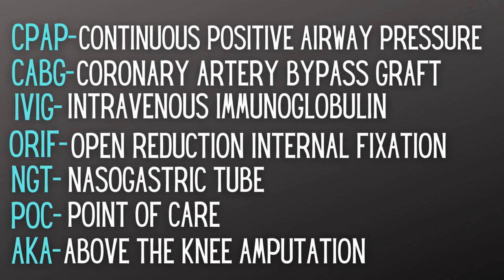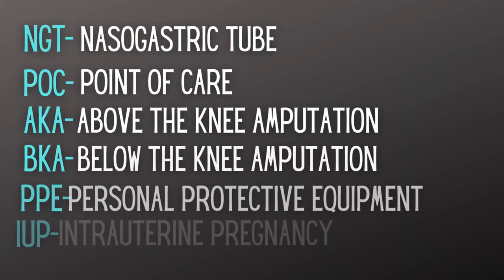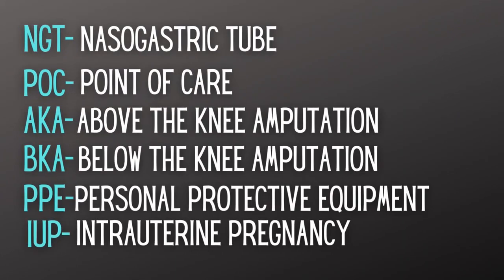CABG is coronary artery bypass graft, also known as CABG. IVIG is intravenous immunoglobulin. ORIF is open reduction internal fixation, which is the surgical repair of a broken bone. NGT is a nasogastric tube. POC means point of care. AKA, above the knee amputation. BKA, below the knee amputation. PPE is personal protective equipment.